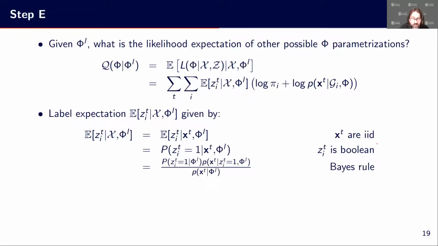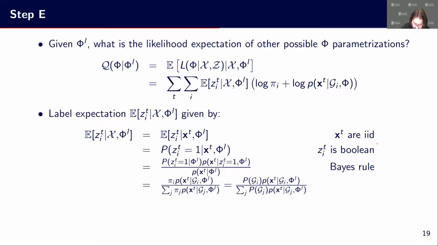Then we apply Bayes' rule, basically. We know that this can be converted the other way around. So instead of having this with the posterior of z_i^t given x_t and our parameterization, we will just apply Bayes, and that looks like this. And if we develop this, we get into that formulation.